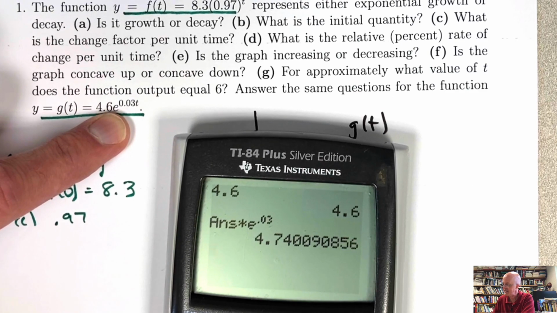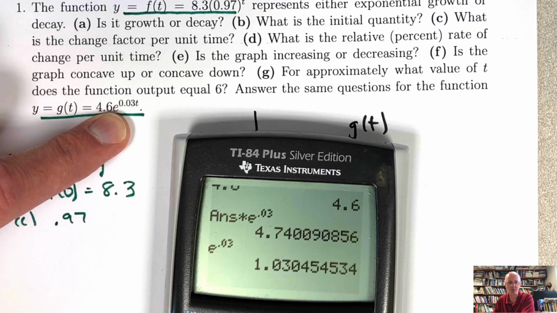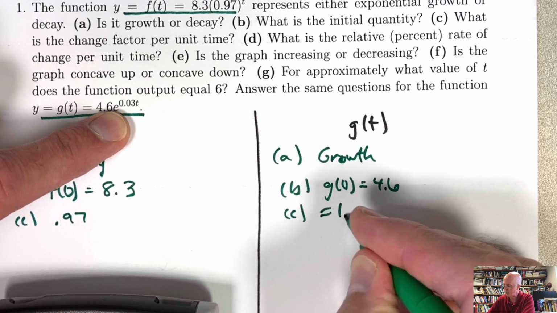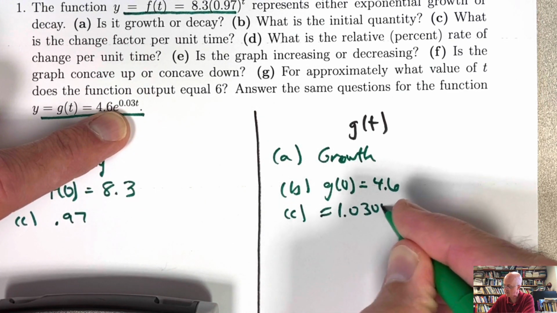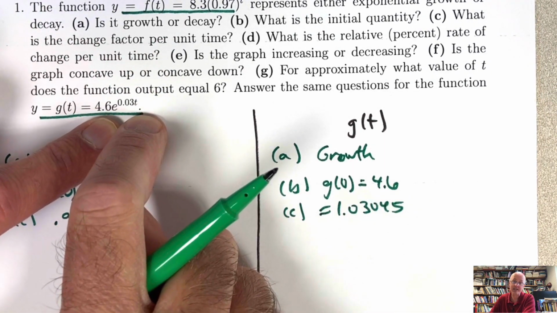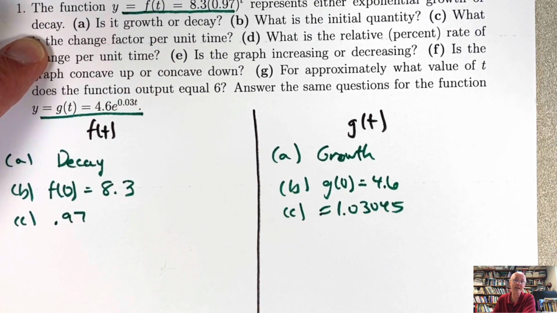In other words, e to the 0.03, which is a little bit bigger than 1, is the change factor per unit time, approximately 1.03045. Okay? That's what you're going to get. When t is 2, you'd multiply by e to the 0.03 again. It's the change factor per unit time.